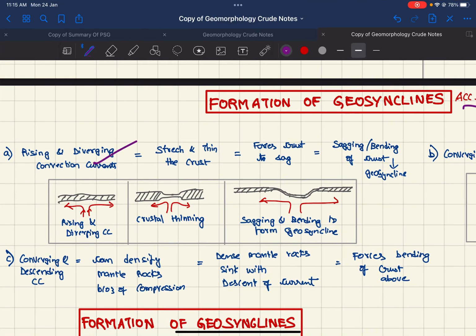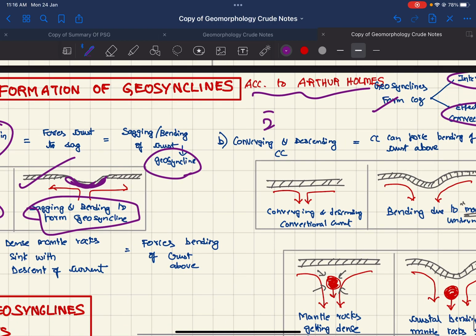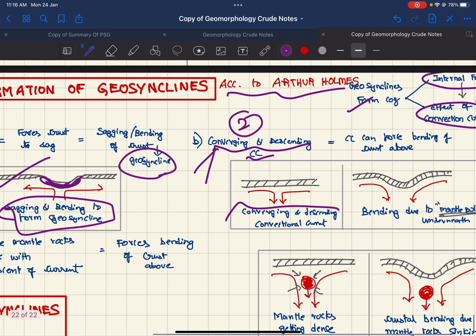Here the rising and converging currents will thin the crust, so crustal thinning will happen. This thick part here will be thin. Due to thinning, it will sag and bend, and it will turn into a geosyncline. So this is one possibility. A second possibility: if there are converging and descending convection currents, there are again two possibilities here. The first one is that the converging and descending convection current will force the bending due to the mantle pull beneath. So this force will pull it, so it will sag over here and become a geosyncline.